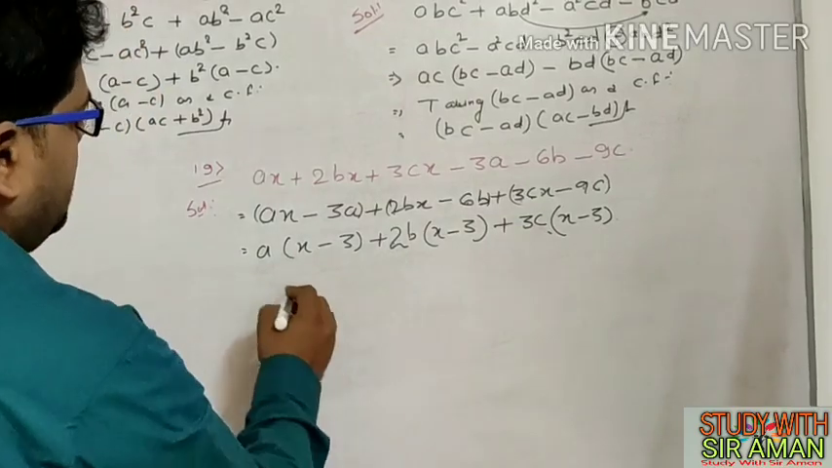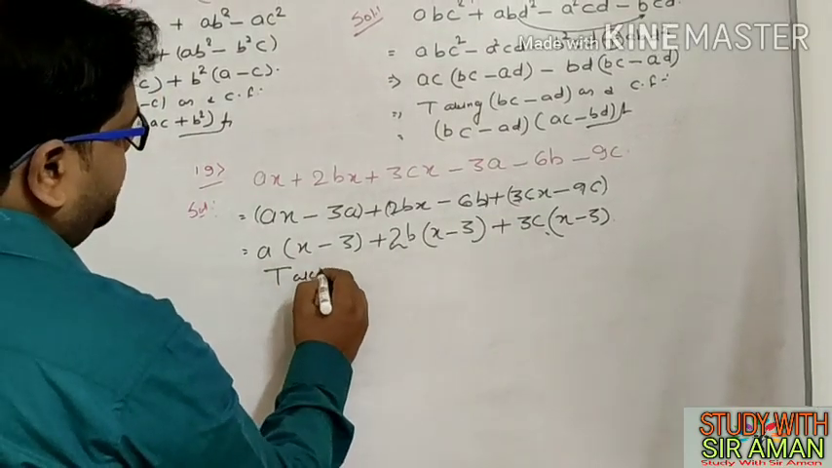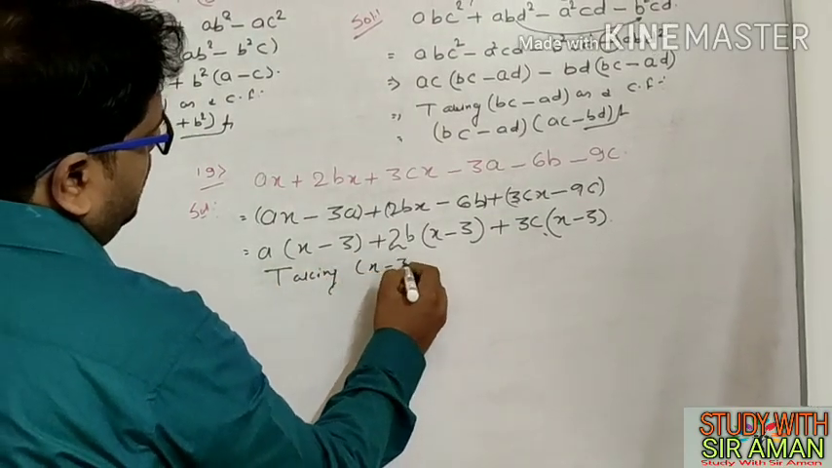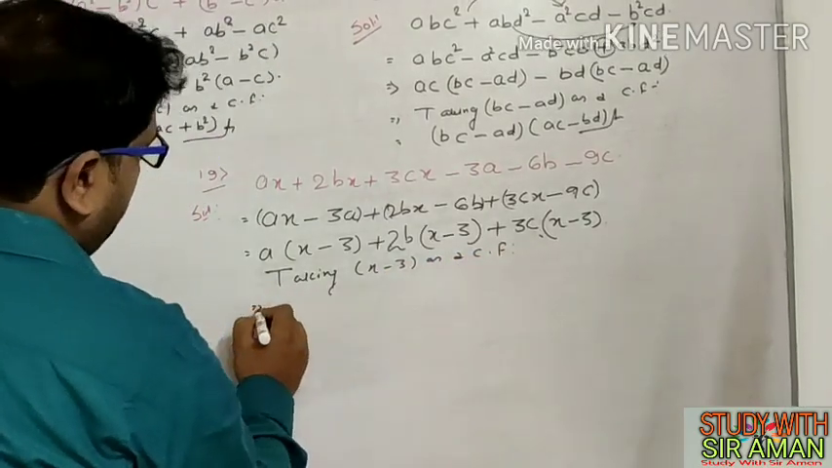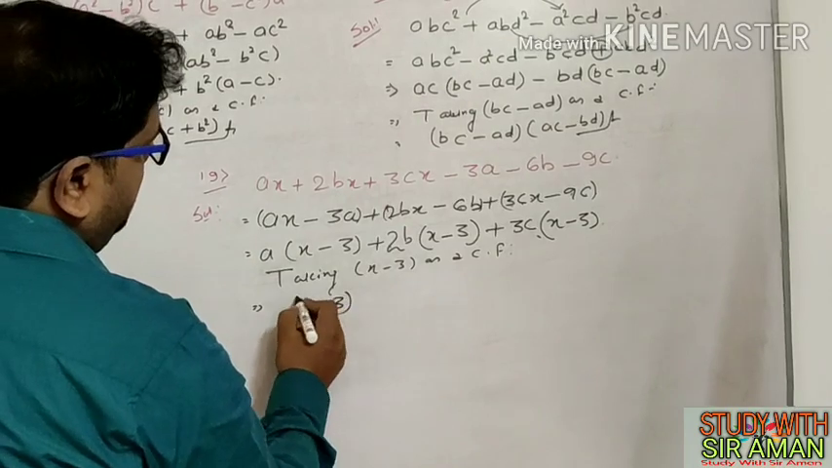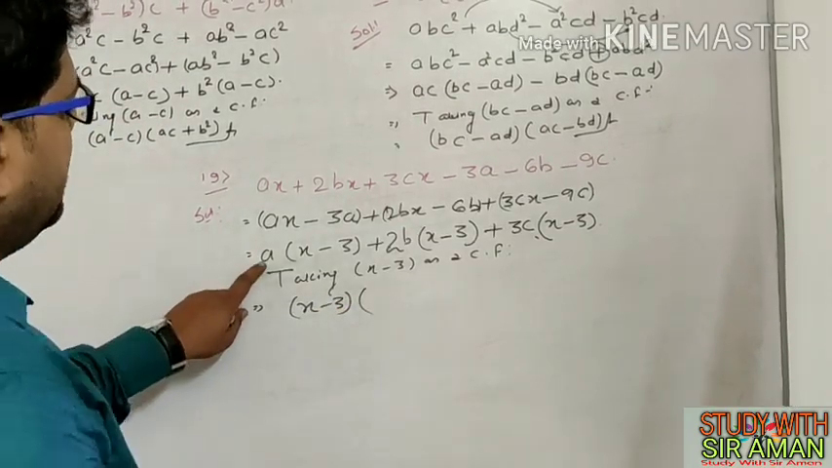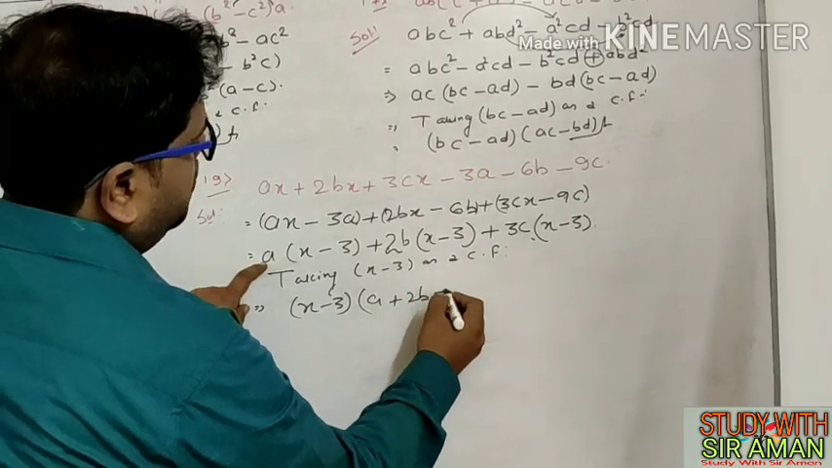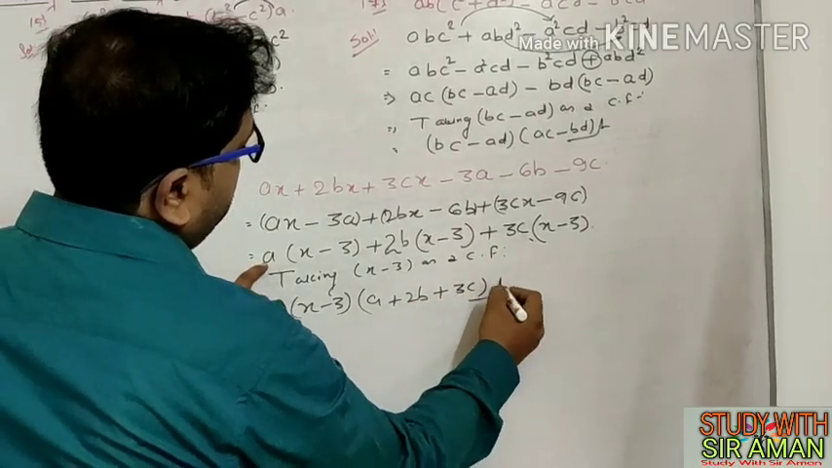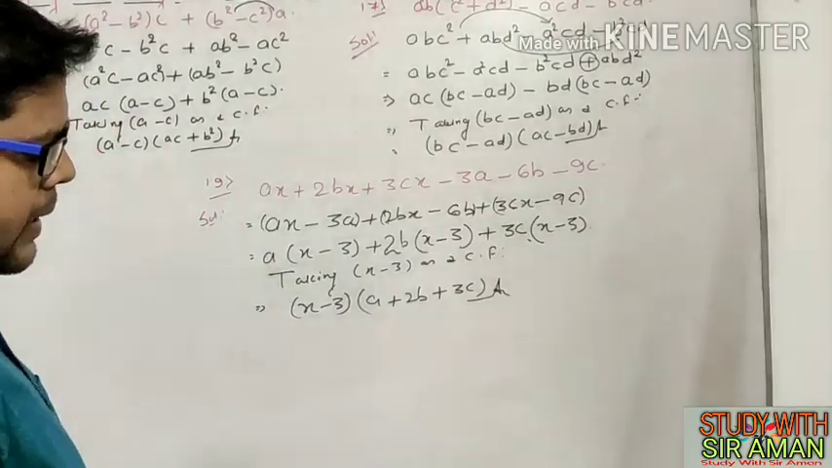x − 3. So taking x − 3 as a common factor, x − 3 will be common outside. What term is left here? (x − 3)(a + 2b + 3c) is our required answer.